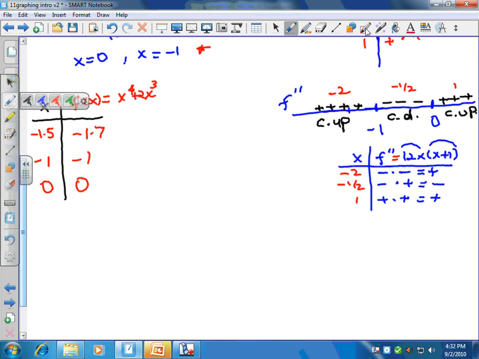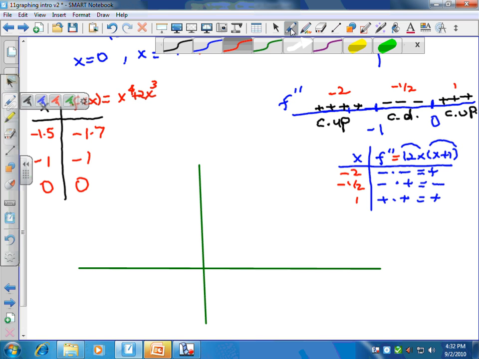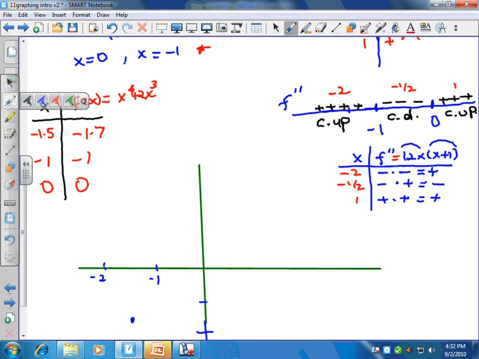And I will begin by plotting the points. So I have negative 1.5. So let's say this is negative 1. Let's say this is negative 2. So the first point, negative 1.5 comma negative 1.7. So roughly speaking, over here somewhere. Next one, negative 1 comma negative 1. Over here somewhere. And 0 comma 0.